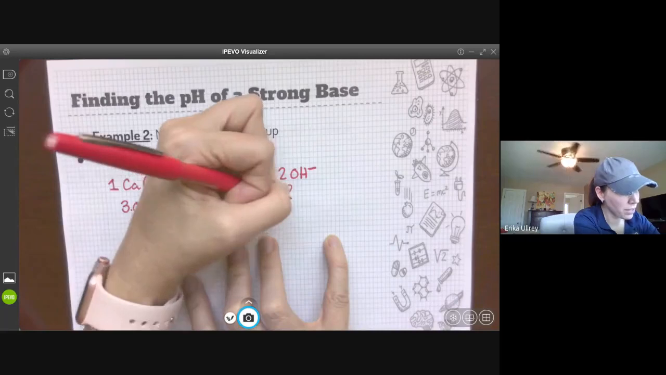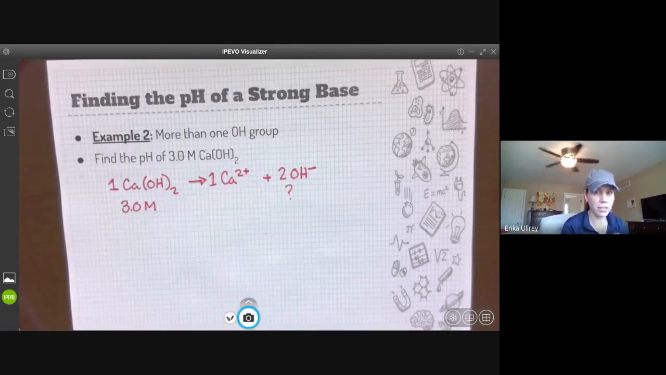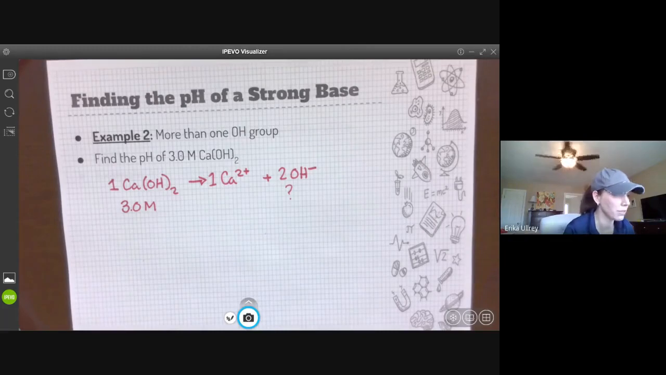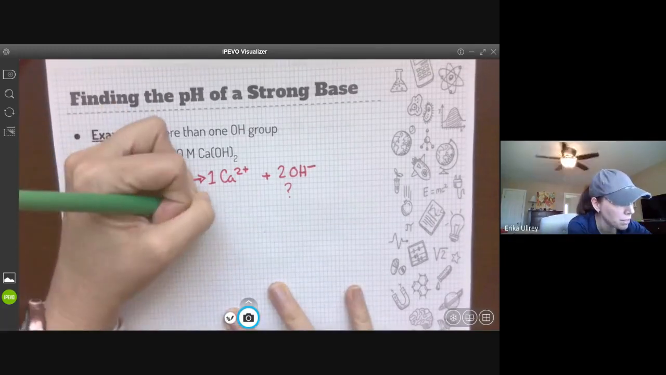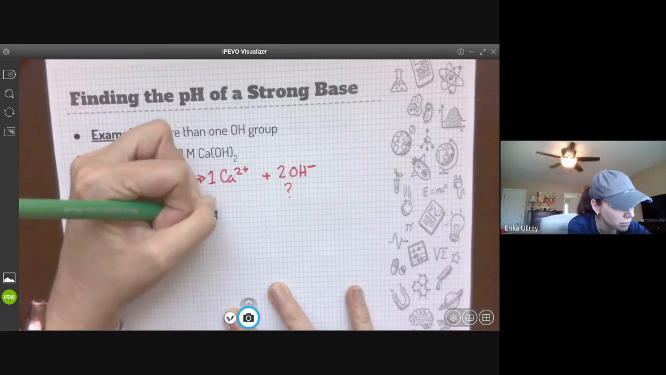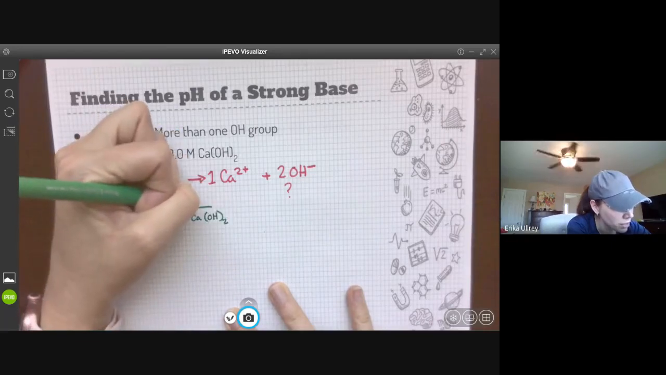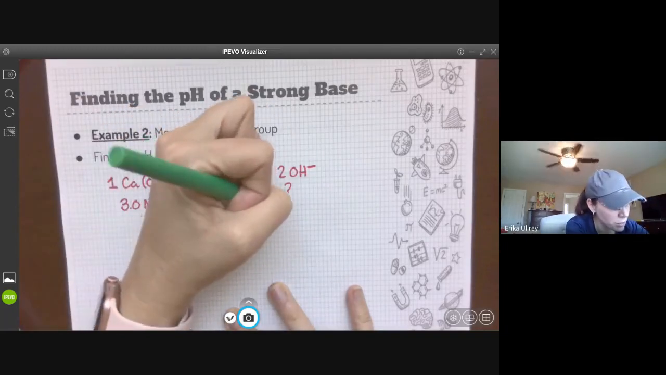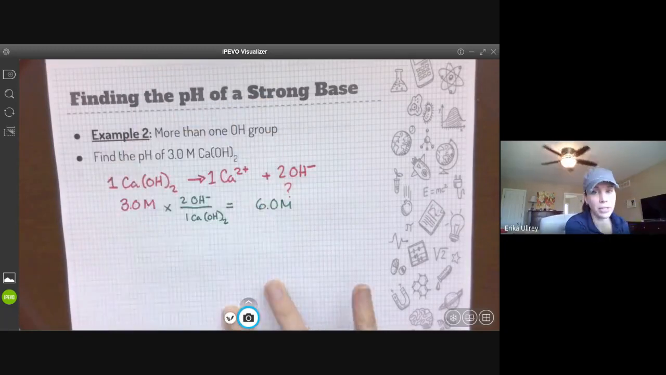So what is going to be our concentration of our hydroxide? What would we need to do? Emily, what would we get? We would get 6 molar. Yep, we'd get 6 molar, right? Again, we multiply this by the fact that for every 1 calcium hydroxide, we produce 2 hydroxide ions. So that would give us a concentration of 6.0 molar OH.